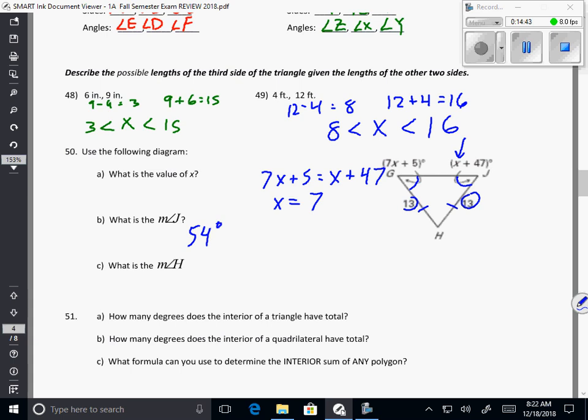And then the measure of angle H would have to be, because if this is 54, what is this? All right, so I have a total so far of 108, and I need 180. So I need how much more? Very good. 72 more degrees.